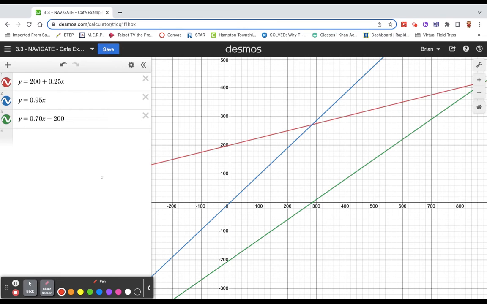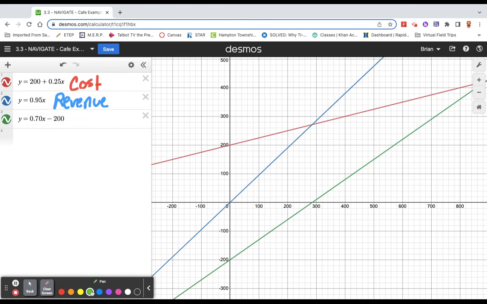You might find it helpful to look at the graph of our cafe example. So over here on the left, you can see that we have written the three different functions that we need to work with. This first function in red, this is our cost function. We know that we have the fixed daily cost of $200, and we're going to spend an extra 25 cents per cup.